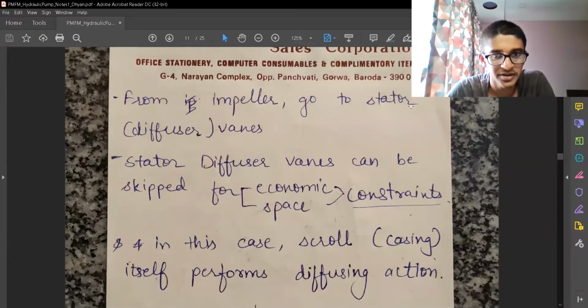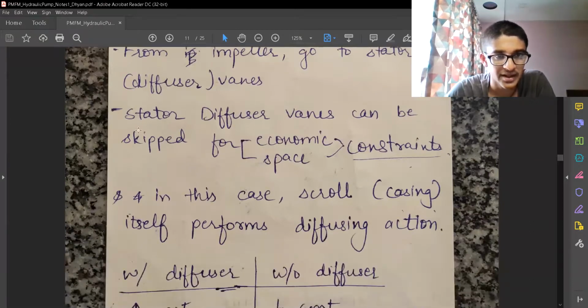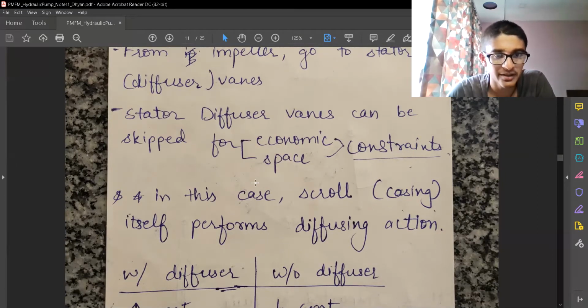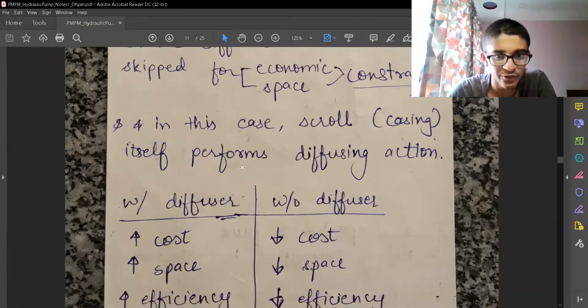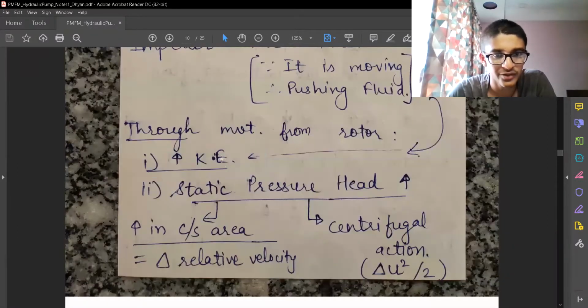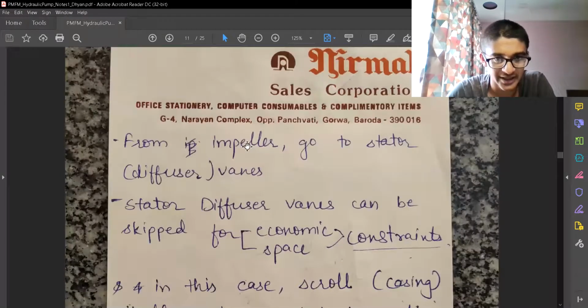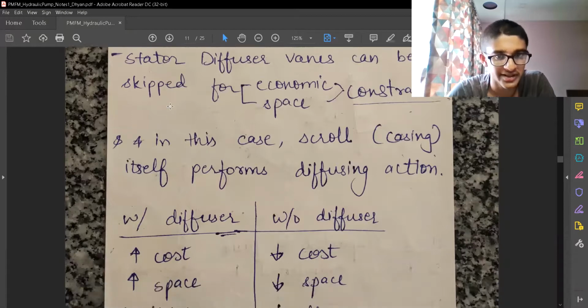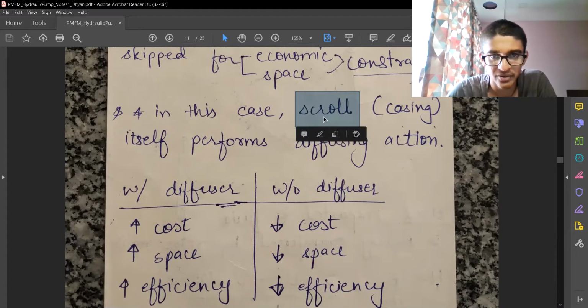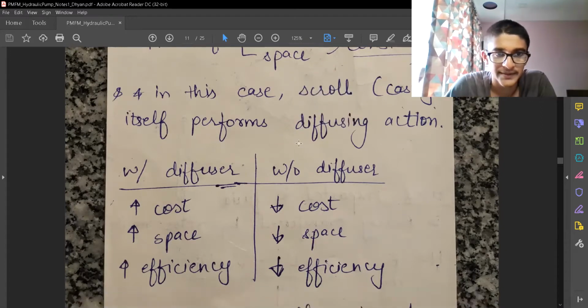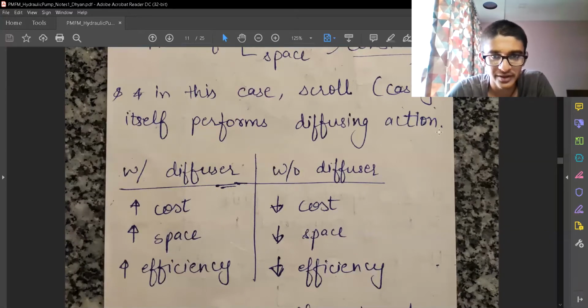So from impeller, we go to the stator, that is the diffuser vanes. The stator or diffusion vanes can be skipped. If we have space or economic constraints, we can skip the stator, and the volute casing in that case can act as diffuser. But there should be some diffusion because we have increased the kinetic energy of the fluid. So somehow we want to convert the kinetic energy to useful pressure rise. So that's the purpose of stator or the volute casing. And we call them scroll also sometimes. That is second terminology for diffuser section. So scroll is the casing itself performs the diffusing action.